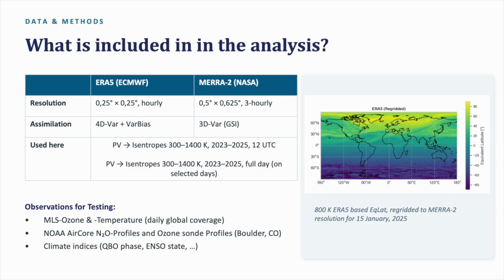In addition, we also look at some observations for testing. These include MLS ozone and temperature data because they have a daily global coverage. We use NOAA AirCore N2O profiles and NOAA ozonesonde profiles from Boulder, Colorado. And at a later stage, we would like to include climate indices like the QBO phase or ENSO state.